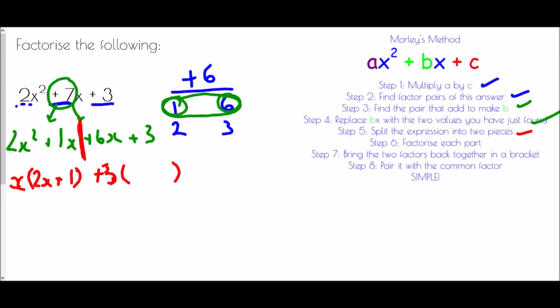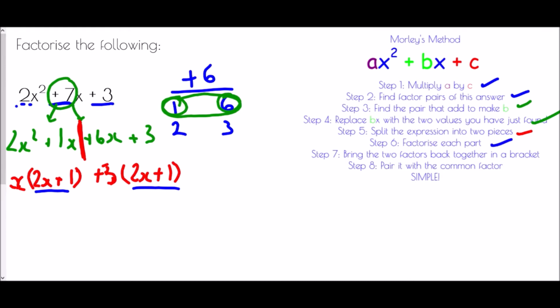And so then we want to know, what do we multiply 3 by to make 6x? Well, that is 2x. What do I multiply 3 by to make plus 3? Well, that is plus 1. And a little key here, this bracket should be the same in both cases. If it isn't, you just need to go back and check your working, because we should have the same value in both of those brackets.